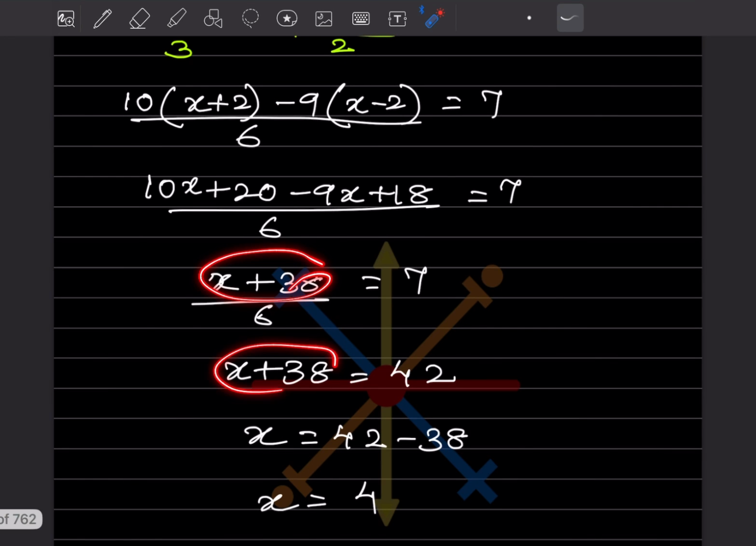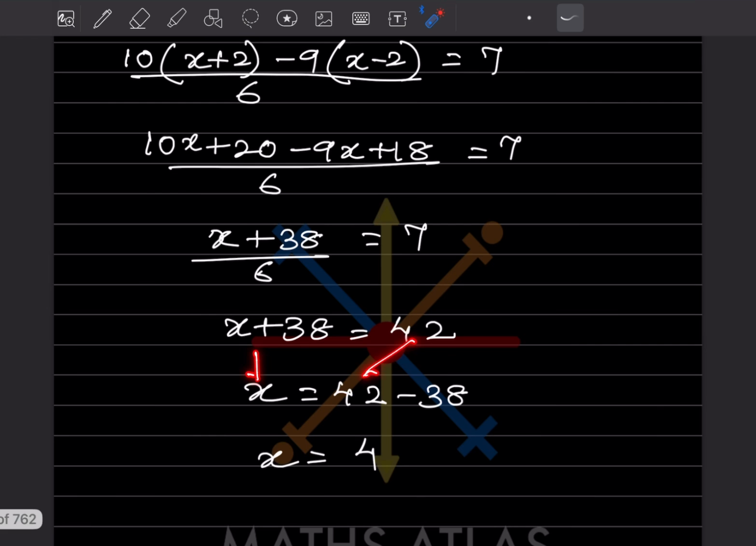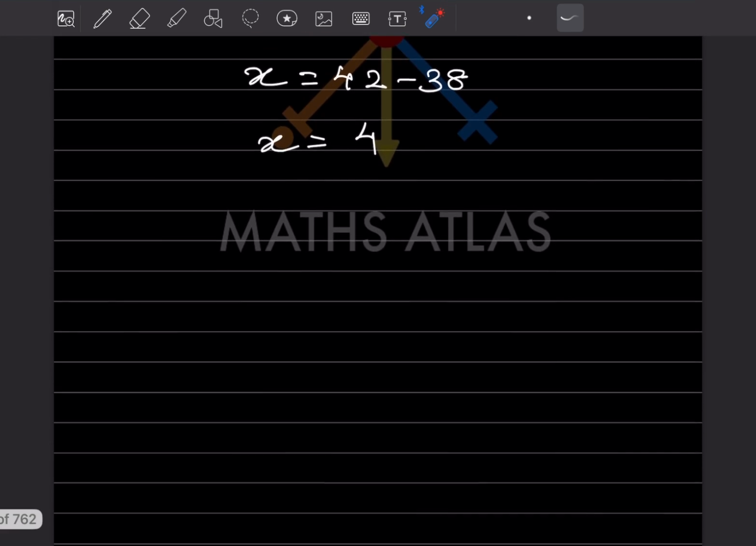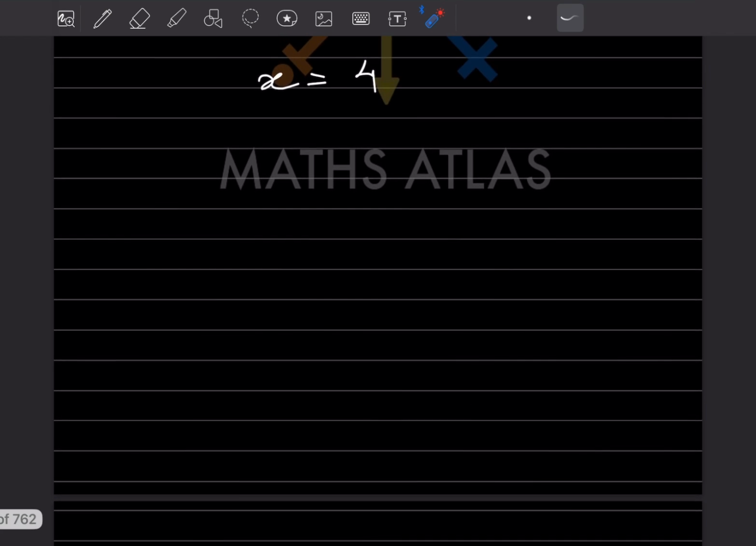So x plus 38, this will go on the other side, that will be 6 7s are 42. So x will be 42 minus 38. So x is going to be 4. So by this one we have completed today's work.